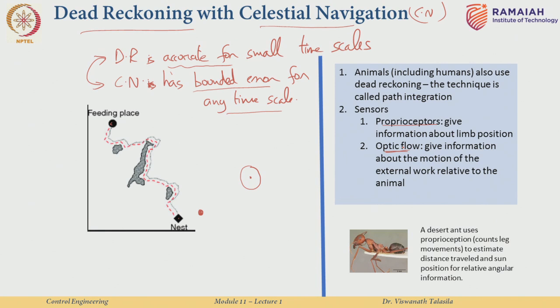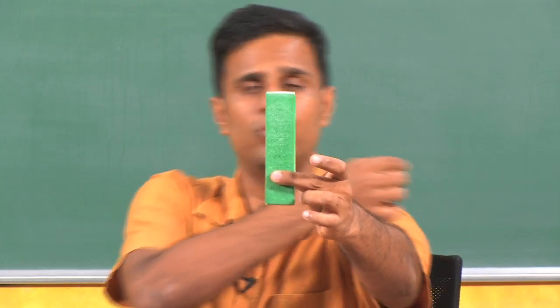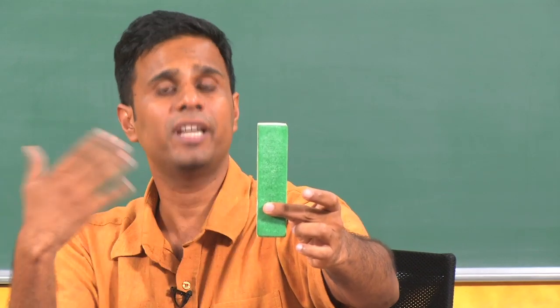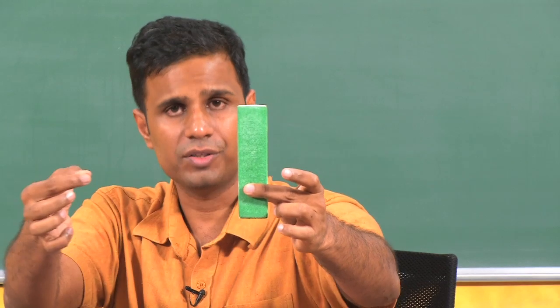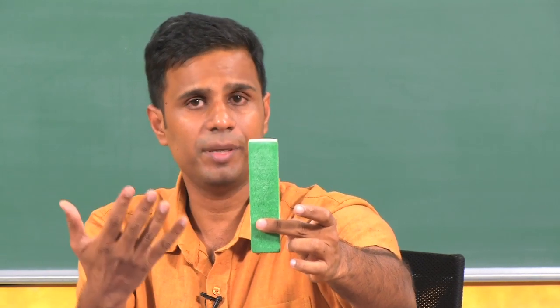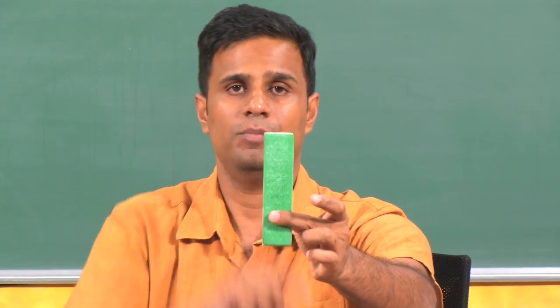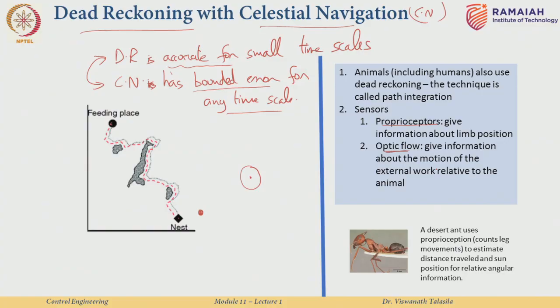The same thing, if the object is static and I am moving across, like I'm an ant which is moving across this, or I'm a robotic autonomous vehicle moving across this, I have exactly the same perception of movement, and I know how fast I'm moving with respect to an object. So that is the concept of optic flow. It gives velocity, whereas the proprioceptor gives distance. So now you have a lot of information with you.